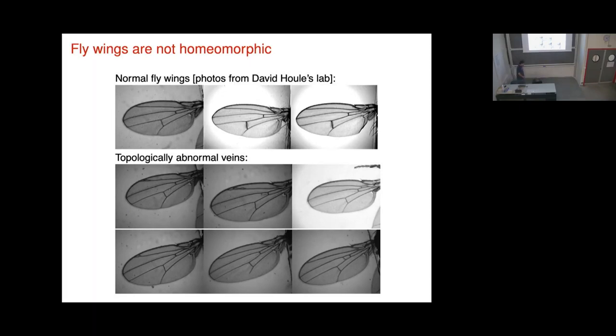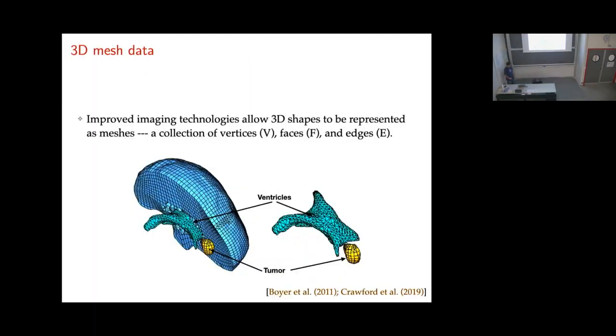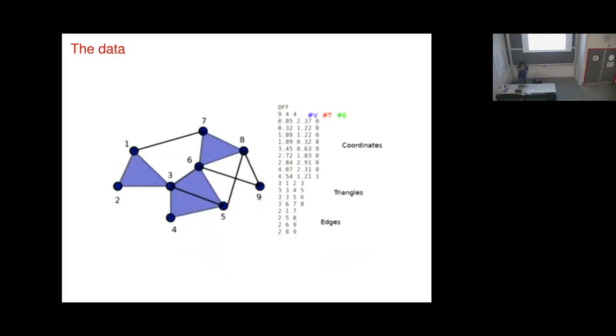Now, the issue is sometimes these are fly wings. Sometimes shapes are qualitatively different. You gain a lobe, you lose a lobe, you gain a vein, you lose a vein. And so diffeomorphisms are a little bit tricky. So this is actually what the data look like. These are the meshes. They're a collection of vertices, faces, and edges. And this is what's called an off file. So it's stored as a bunch of vertices, and you say which of the vertices come together at triangles. Usually you don't have edges.